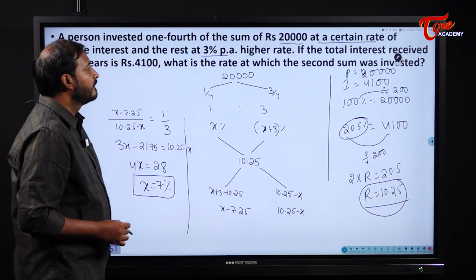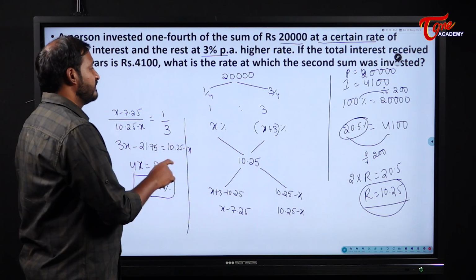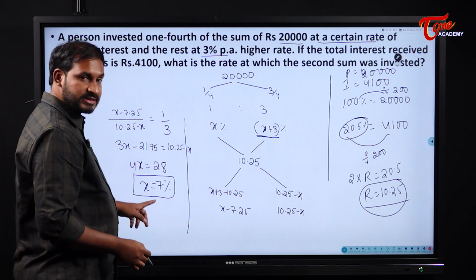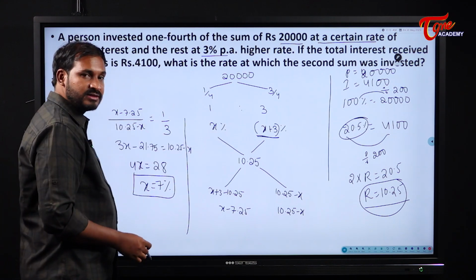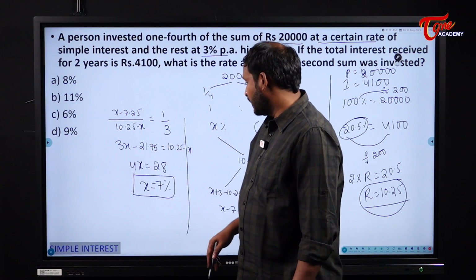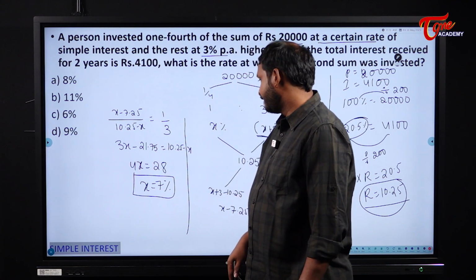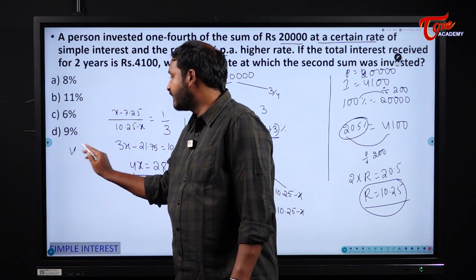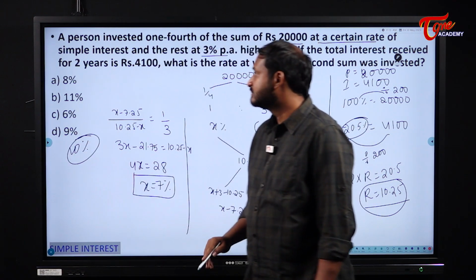What was the second sum invested at, what percentage, students? Please, here it is not X, it is X plus 3. The second sum was invested at X plus 3. That means 7 plus 3, what does it become? 10%. 10% will be the answer for us here.